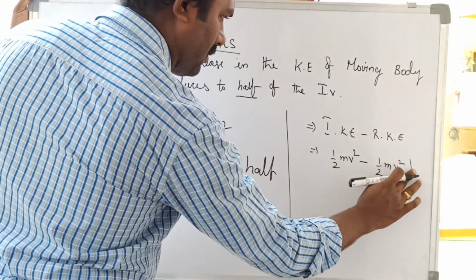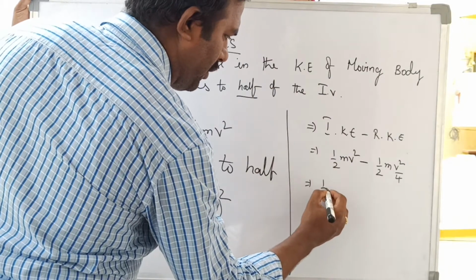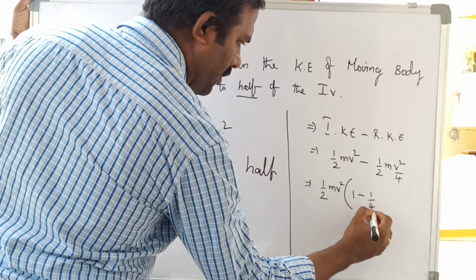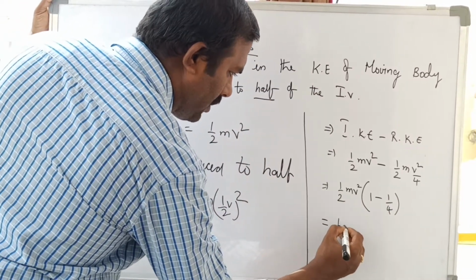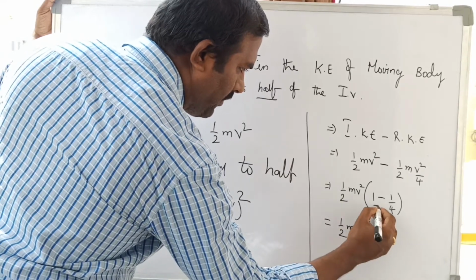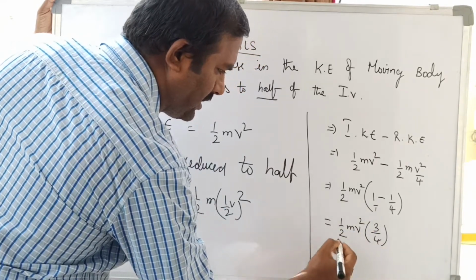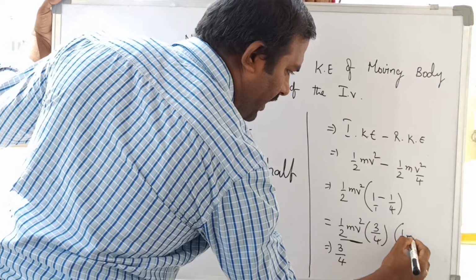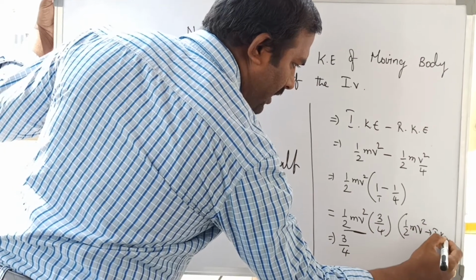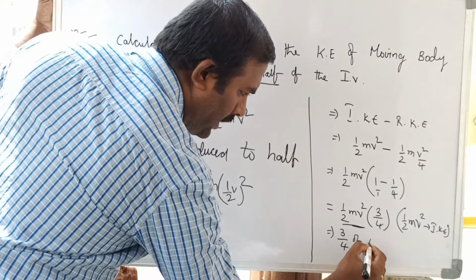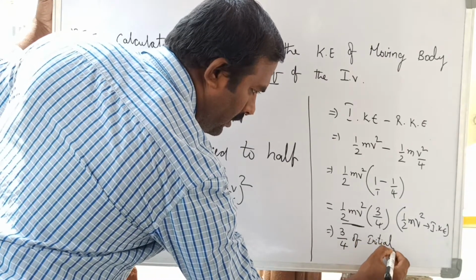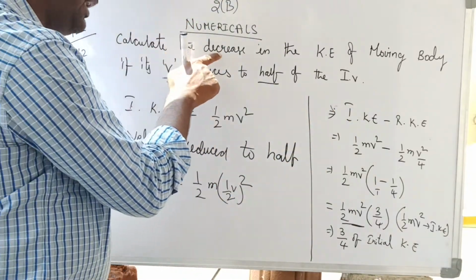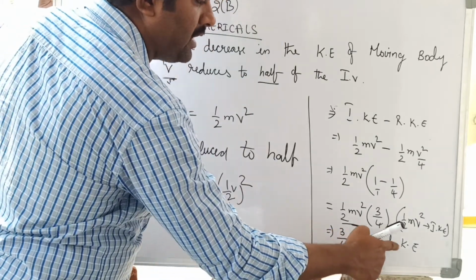Now, 1 by 2 mv square is common. 1 minus this will become 1 by 4. This is 1 by 2 mv square. If you calculate, this will be 3 by 4. What is the meaning of 3 by 4th of, what is this? Half mv square is the initial kinetic energy. So 3 by 4th of the initial kinetic energy. So how much is it decreased? 3 by 4th of the initial kinetic energy.